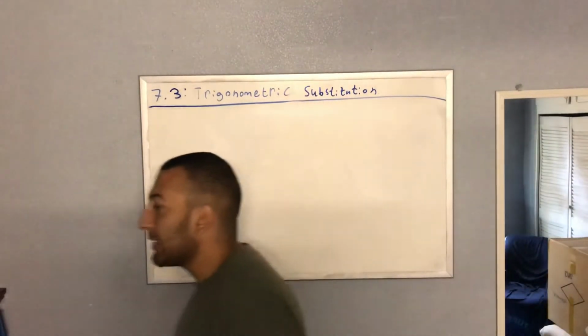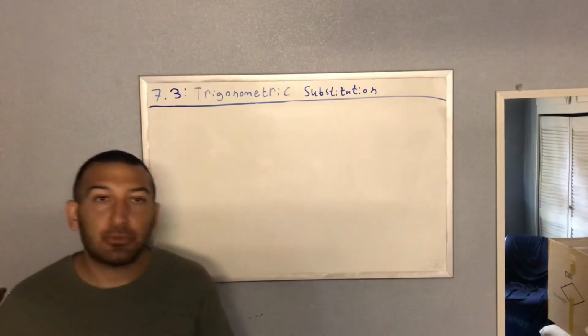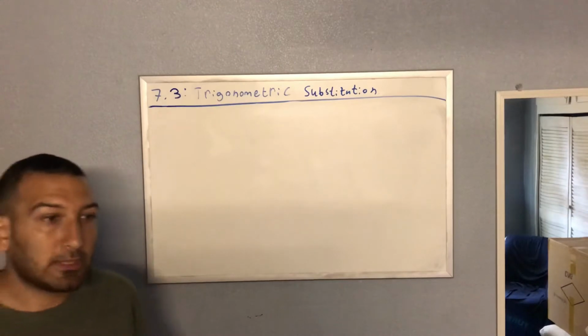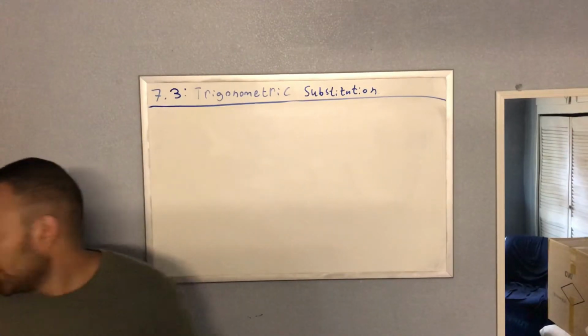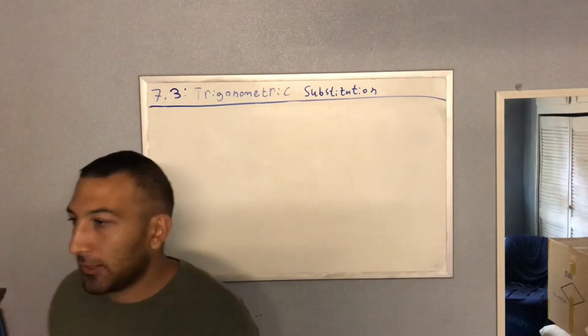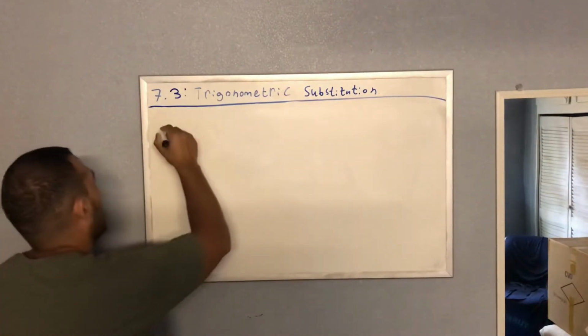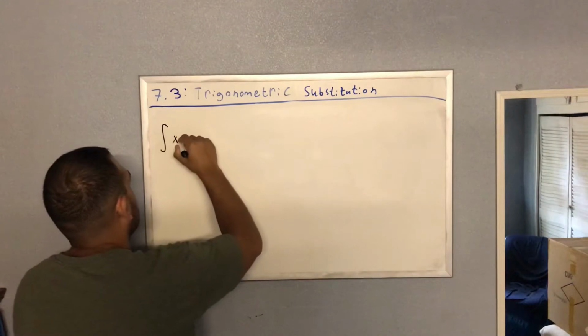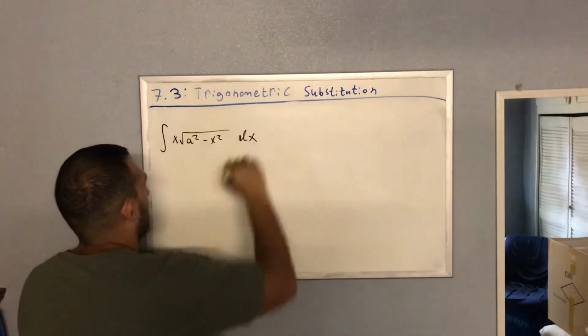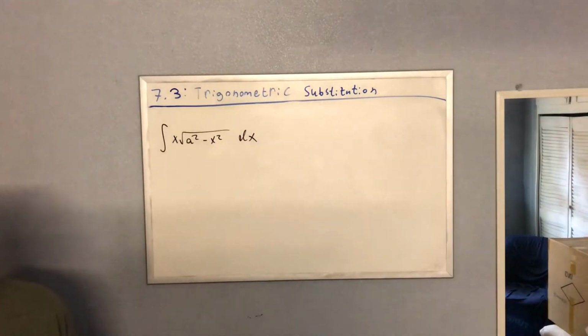So here it's a substitution, but it's a little different than when we did u substitution. So here's just an example so you can see what I'm talking about. Let's say we have the integral like x times the square root of a squared minus x squared. Say we have this integral here.